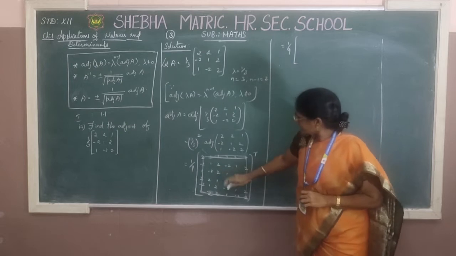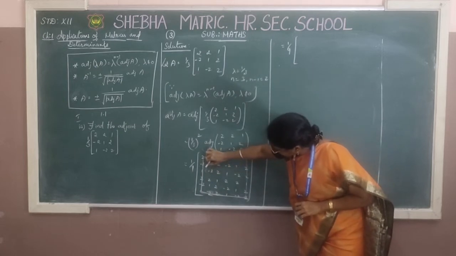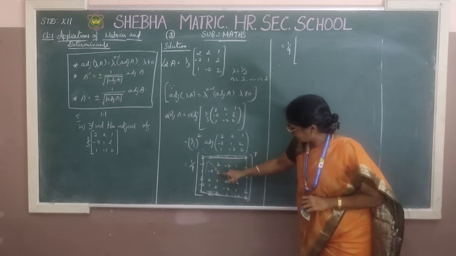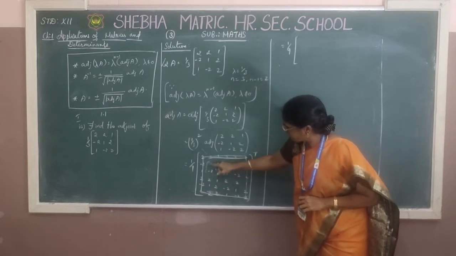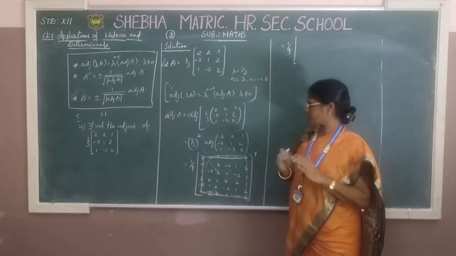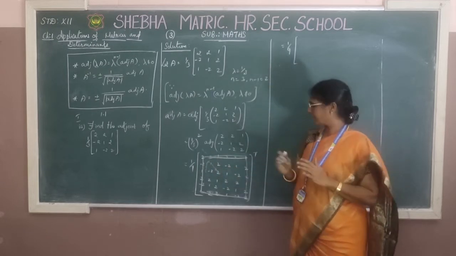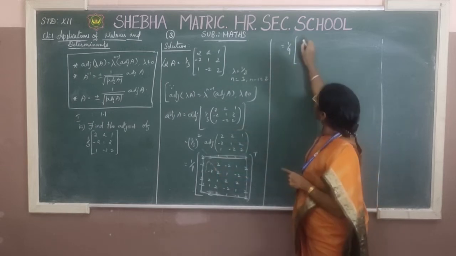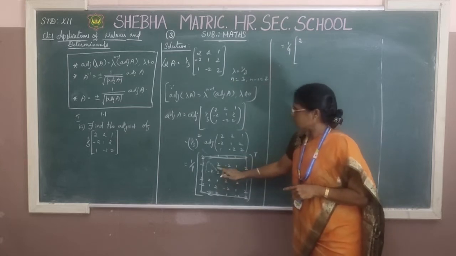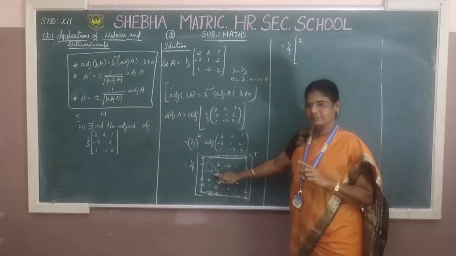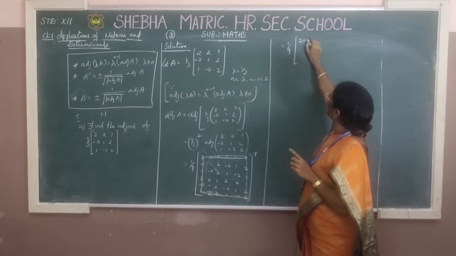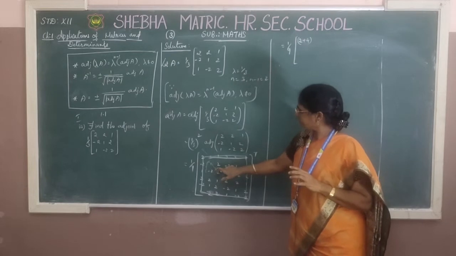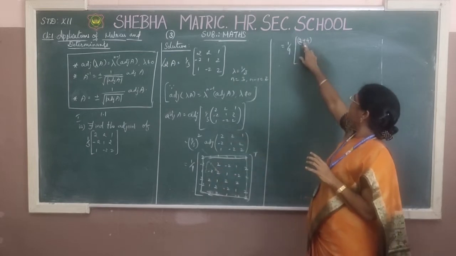Just consider these two rows and multiply these elements. Consider the first 4 elements. As usual, find the value of the second order minor. 1 into 2 is 2, minus 2 twos are minus 4. Here we get minus 4, so it will become plus 4. Already a minus will come, but after multiplying we get minus 4, so minus into minus gives plus.